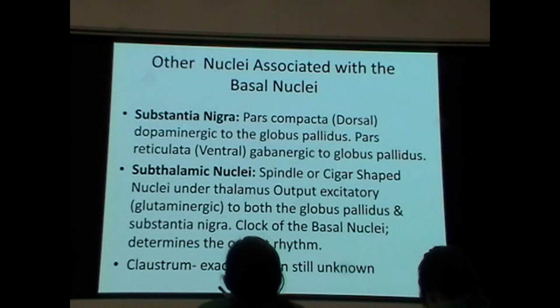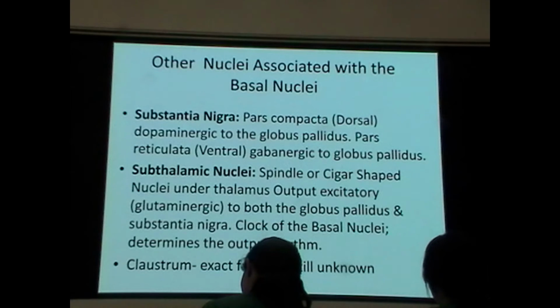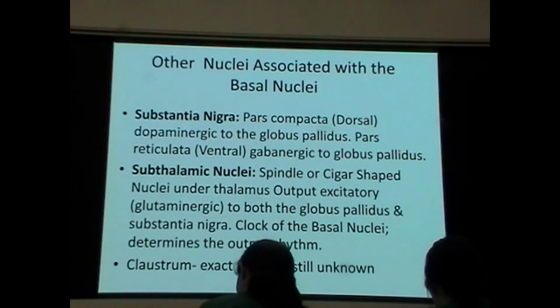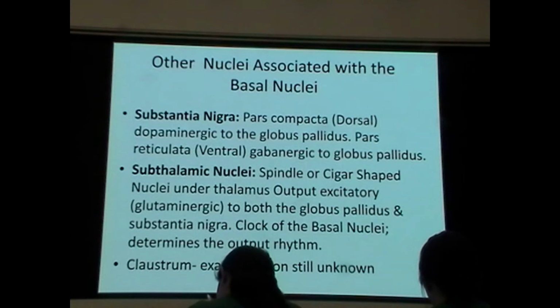Then we have a group of nuclei that are down below the thalamus. They're not darkly colored or anything. They're called subthalamic nuclei. They're basically spindle or cigar-shaped nuclear populations that are underneath the thalamus. Their output is excitatory, or glutamatergic, to both the globus pallidus and the substantia nigra. They are believed to be a clock of the basal nuclei. In other words, it determines the output rhythm of these nuclear populations in relationship.